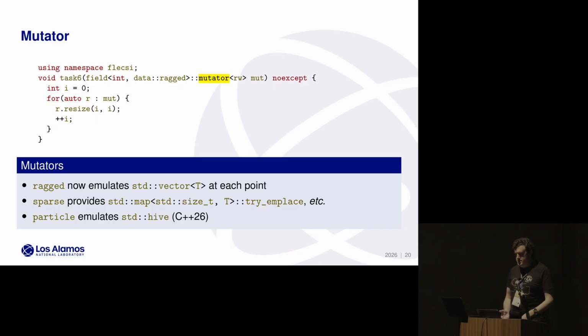If you use a mutator, you get much the same thing, except that the interface is now bigger because you have the opportunity to change things. Instead of getting a span-like thing when you iterate, each of these now has a standard vector-like interface and supports resizing and inserting and deleting. If it's sparse, you now gain the rest of the map interface, like try_emplace to create new elements. And if it's a particle mutator, then now it emulates the full standard hive interface out of C++26, which lets you create and delete particles, as well as simply iterating over the ones that you already have.